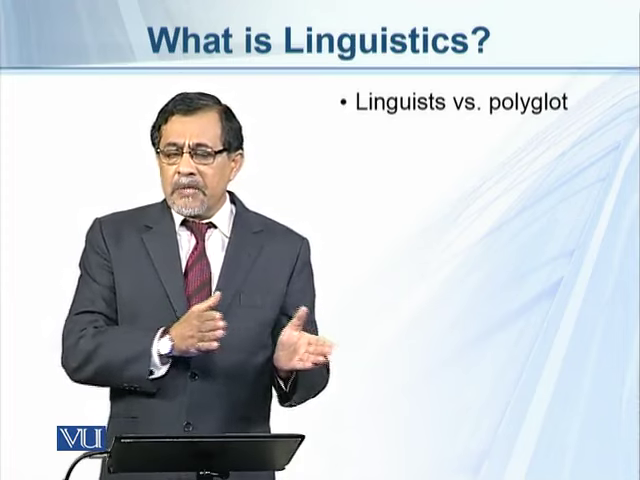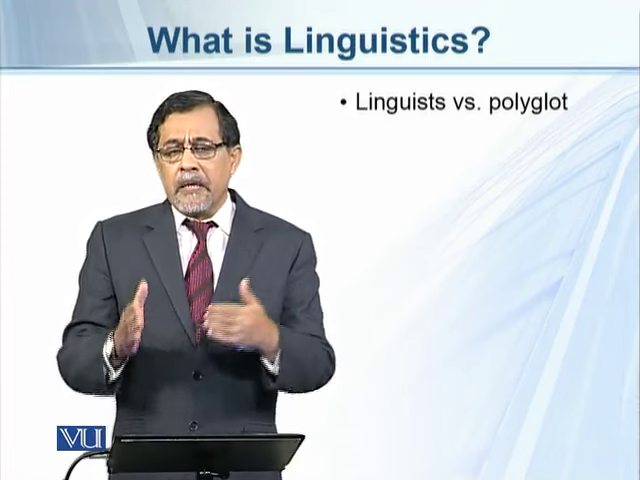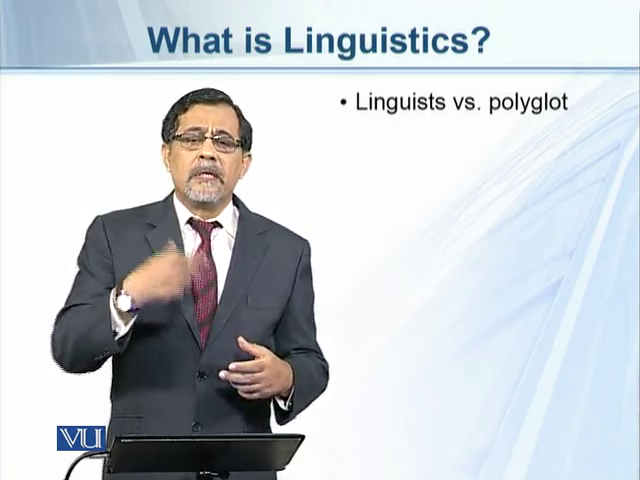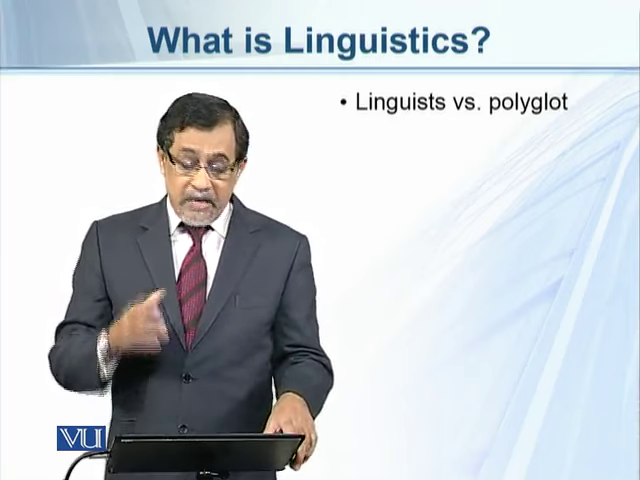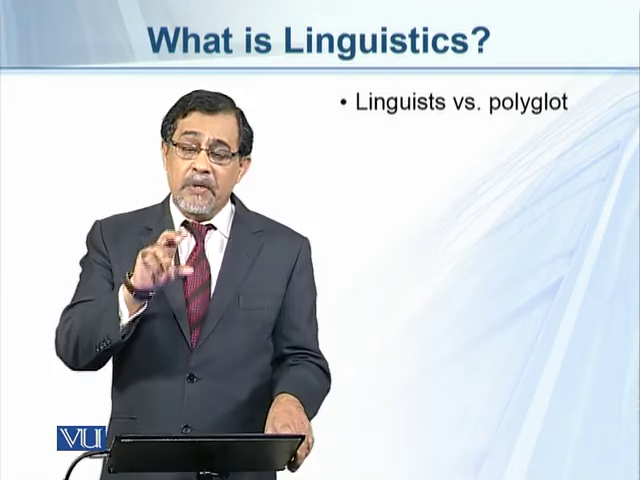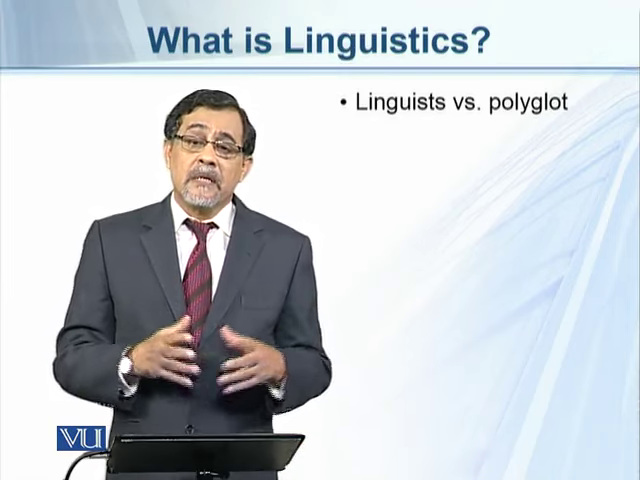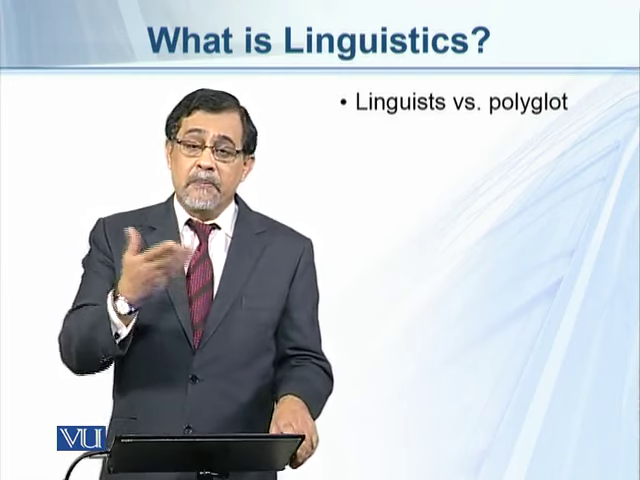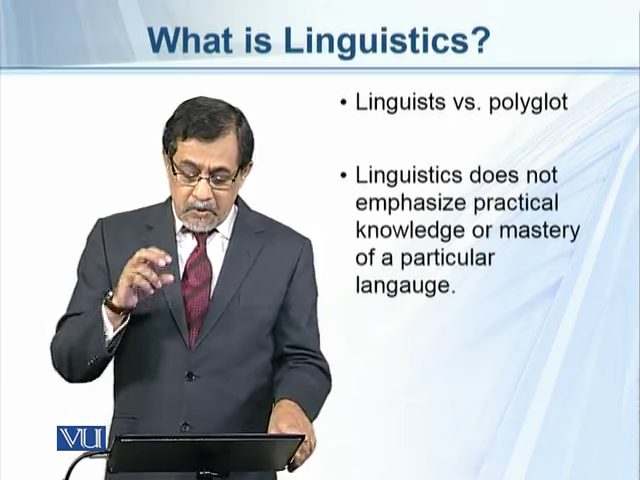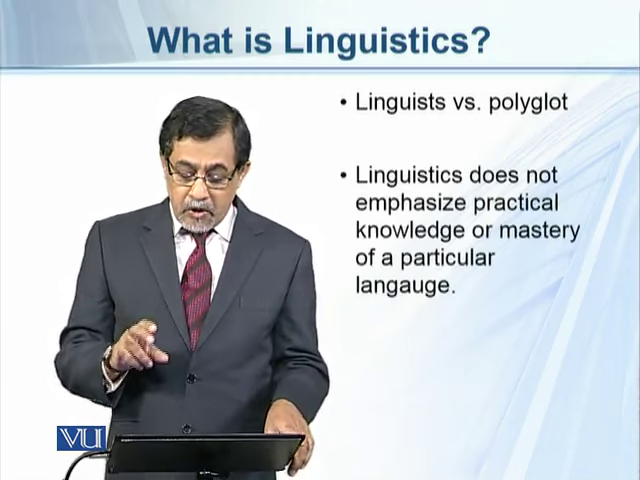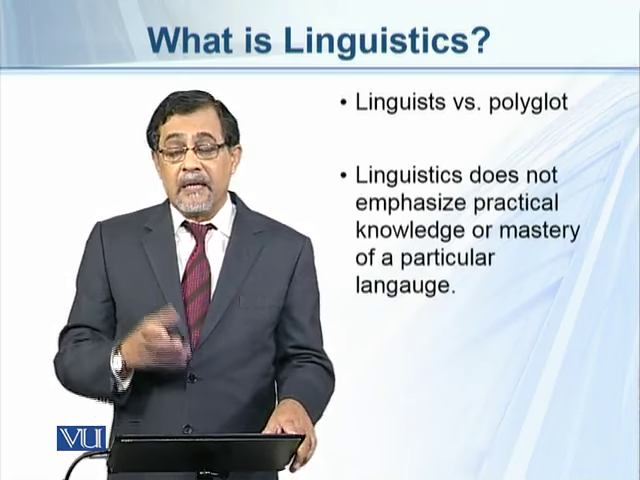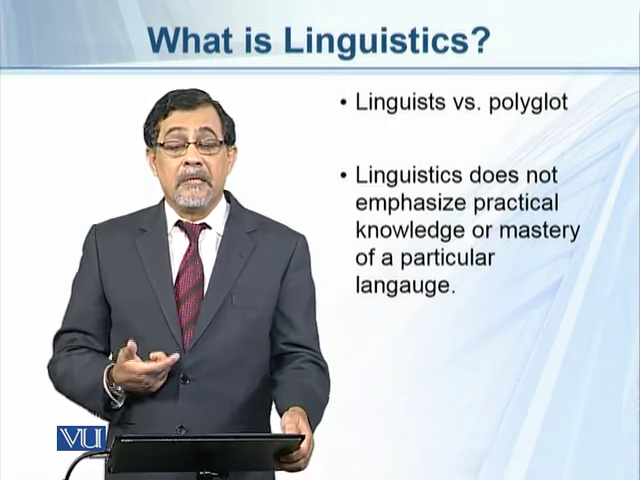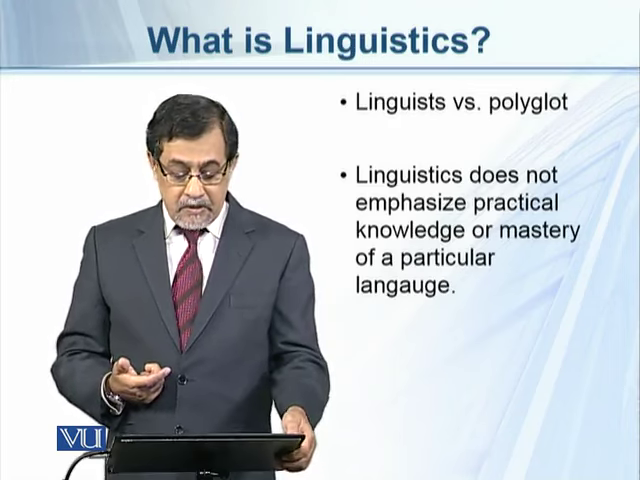So a linguist basically is different from a polyglot, because a polyglot is a person who is a lover of language, who learns different languages. Whereas a linguist is studying language, and many linguists study certain languages and they may not know much about the language. Linguistics does not emphasize practical knowledge or mastery of a particular language. I said a linguist may work on a language and he may not be a master of that language.